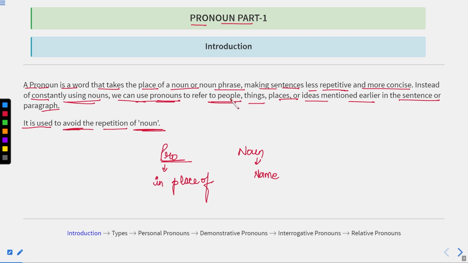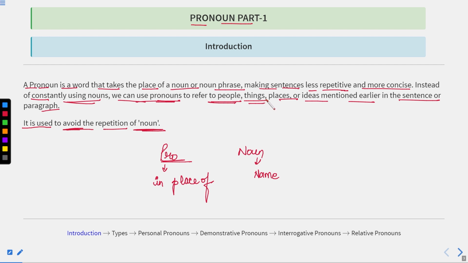We know well that people are actually nouns. If I say people, that is also a noun, and if I say the names of the people, those are also nouns. If I talk about anything, that is also a noun. For example, if I say pen, obviously pen is a noun. So in place of that pen, we can use another word, that is, it. That is a pronoun, and that will also make the sentence easy to write, easy to speak, and easy to understand.